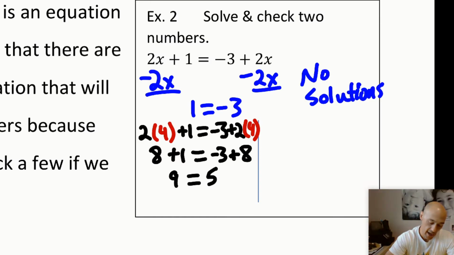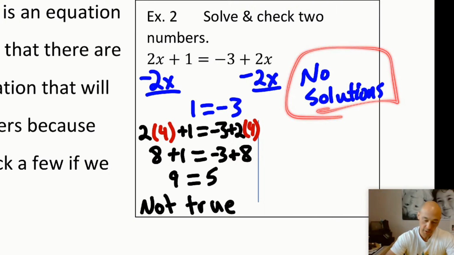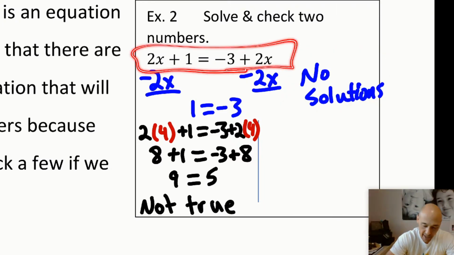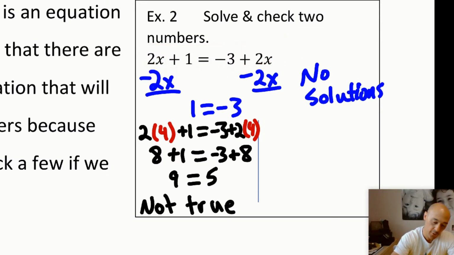9 equals 5. No, that is not true. And that's good because we thought there were no solutions to the equation, which means there is no number that we can plug in here for x and get a true statement.